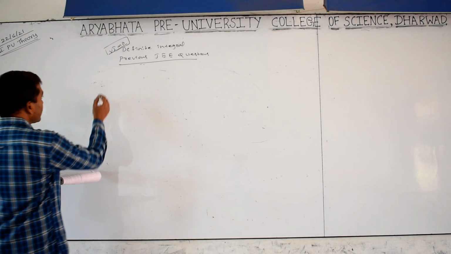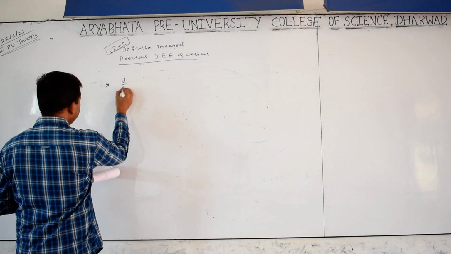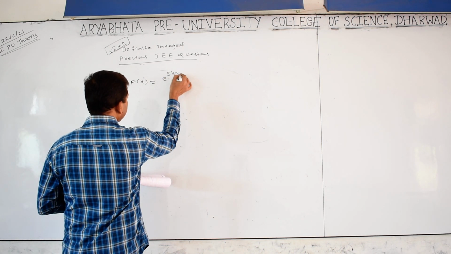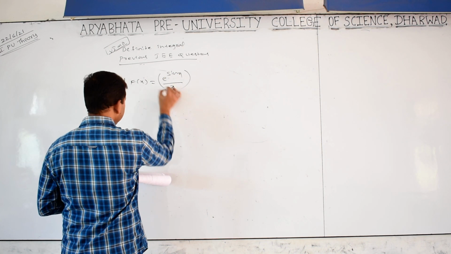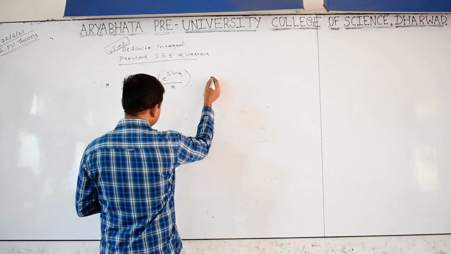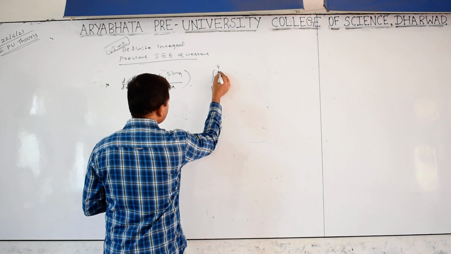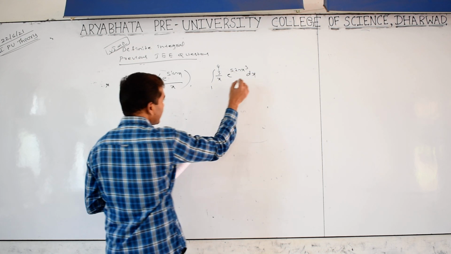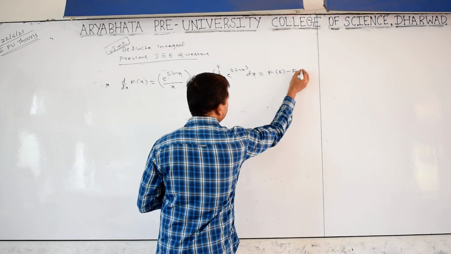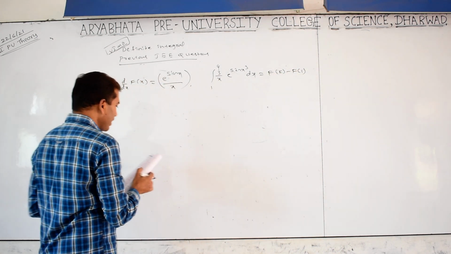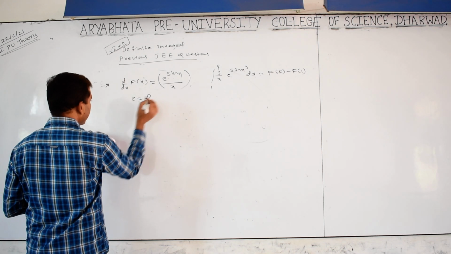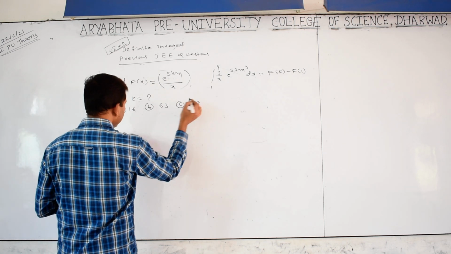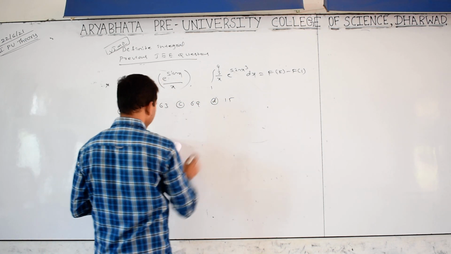Okay, the question is: d by dx of capital F of x equals e power sin x divided by x. If the integration from 1 to 4 of 3 by x e power sin x cube dx equals F of k minus F of 1, then one of the possible values of k is: option A 16, option B 63, option C 64, option D 15.